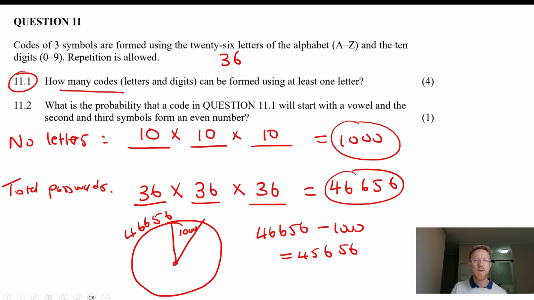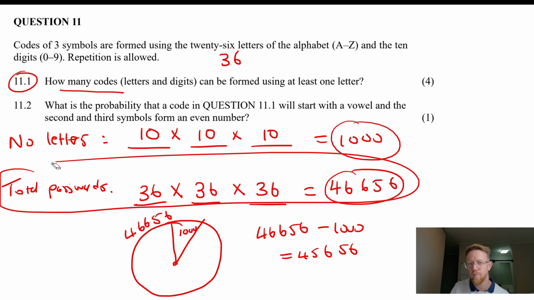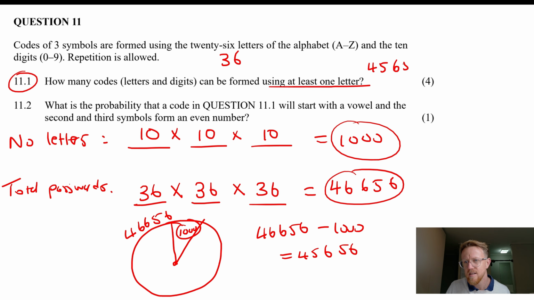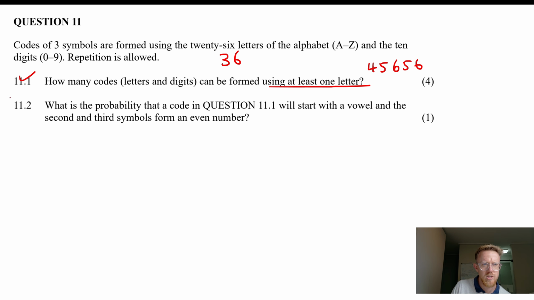So what I went and did is I went and calculated the total number of passwords we can make, which is 46,656. I then went and calculated how many passwords have no letters, and that was 1,000. So then all of the remaining ones must have letters. Some of them have 1 letter, some of them have 2, some have 3. It doesn't matter, as long as they have at least 1 letter. And so the answer is going to be 45,656.